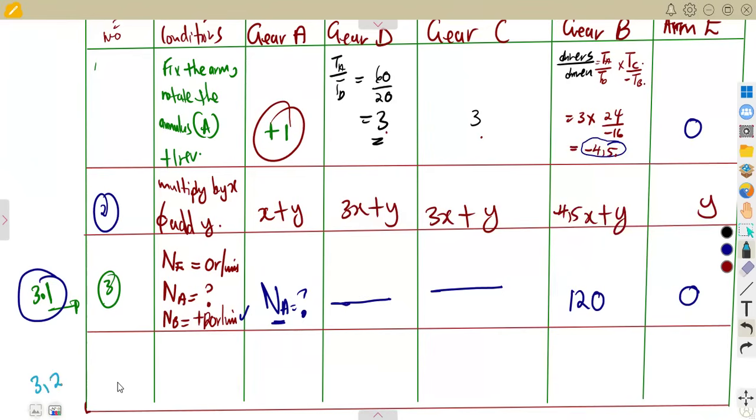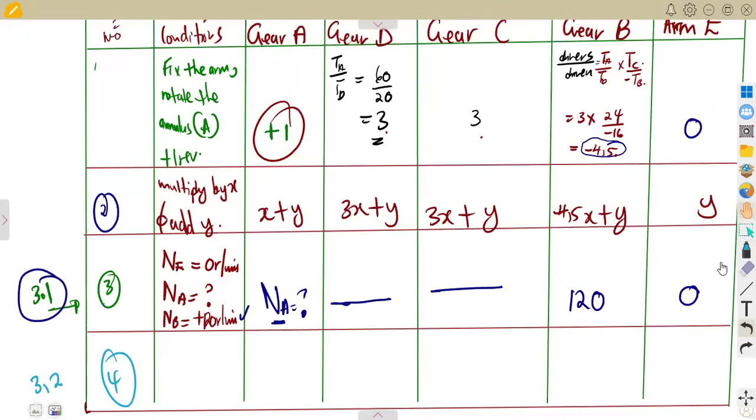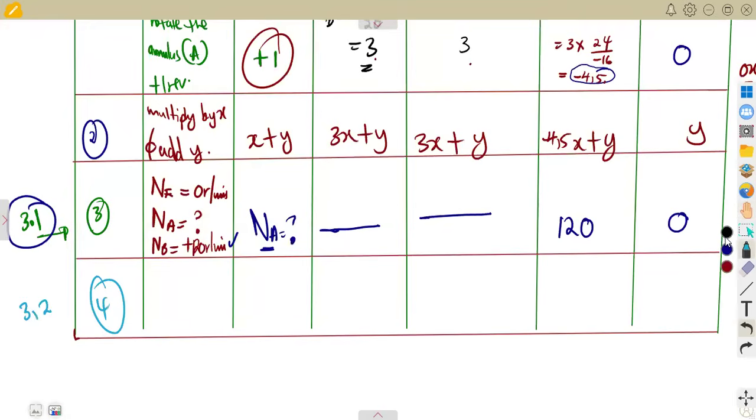That's question 3.2 now. And what is the information about question 3.2? They are saying determine this time the speed and the direction of the arm. So we need the speed of E. Assume that the annulus is fixed. This time, it is the annulus which is fixed. And you need the speed of what? The arm, which is E. So what is going to be the speed of the arm, which is E? We do not know the speed of the arm, which is E.